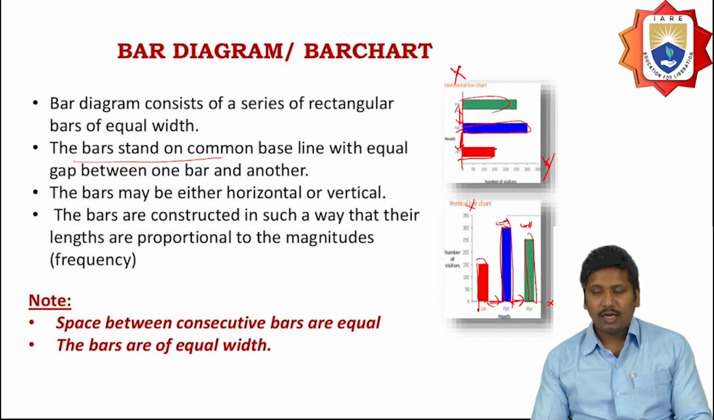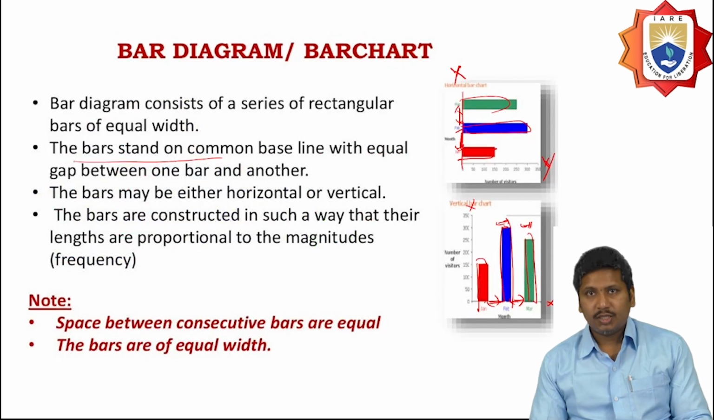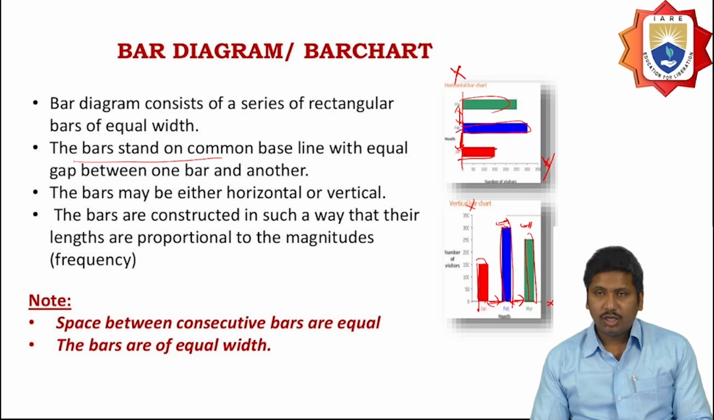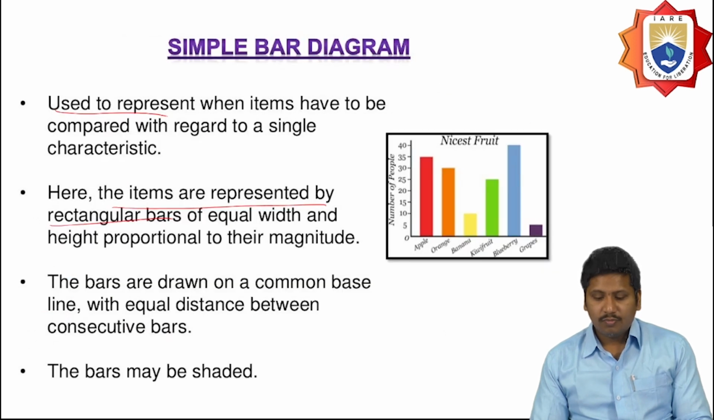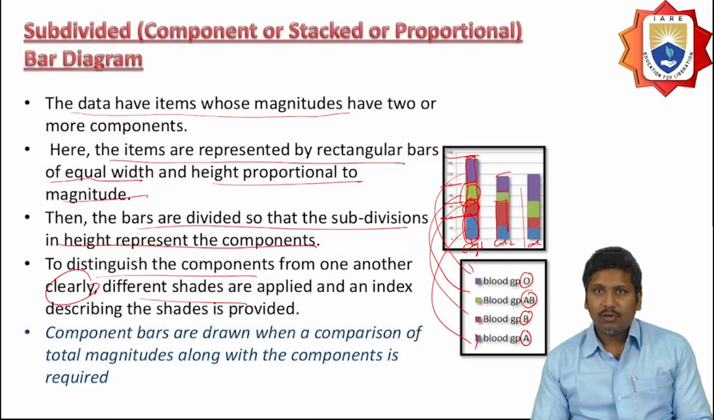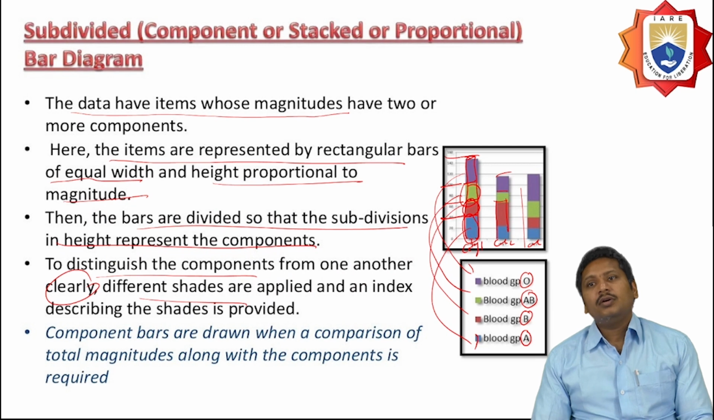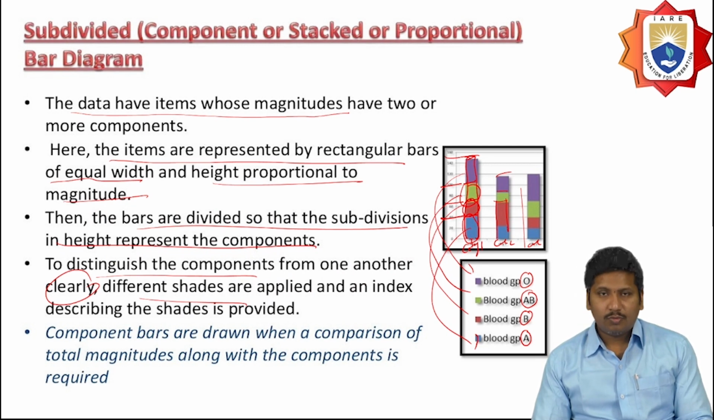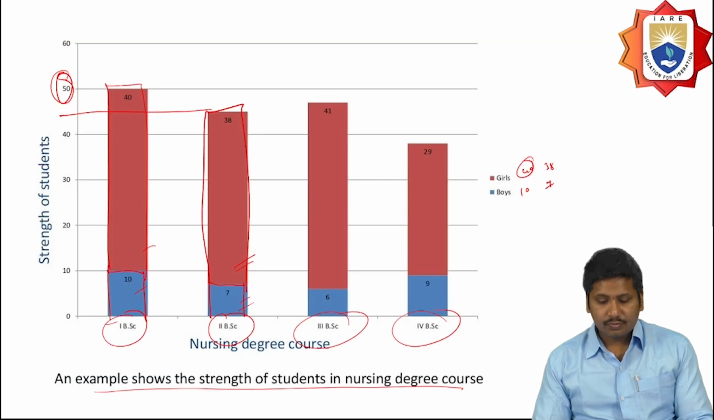And next one is the bar diagram or bar chart, where you can represent the bar diagram either in a horizontal way or a vertical way. The simple bar is used if I'm going to show a single characteristic, and this is the example. And this bar is further divided into a component bar, or stack or proportional bar diagram. That means within the simple bar, I can divide the bar into different sections. That is the proportional bar diagram.